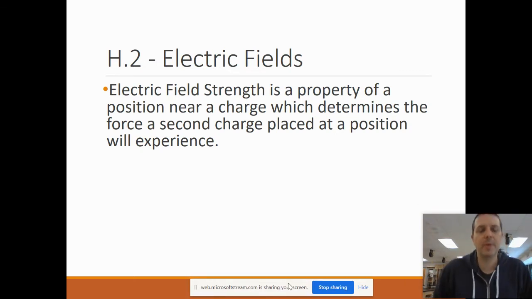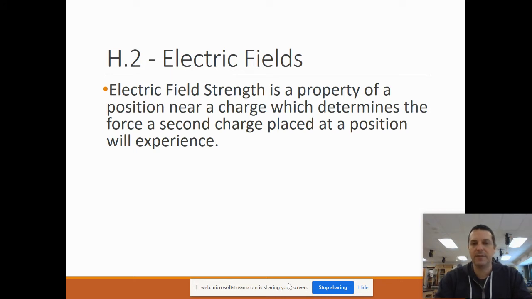In today's video, we're going to take a look at standard electric fields. We've talked about Coulomb's law, we've talked about charging, and we've talked about methods of charging. Now we want to take a look at how electric fields develop around charges.